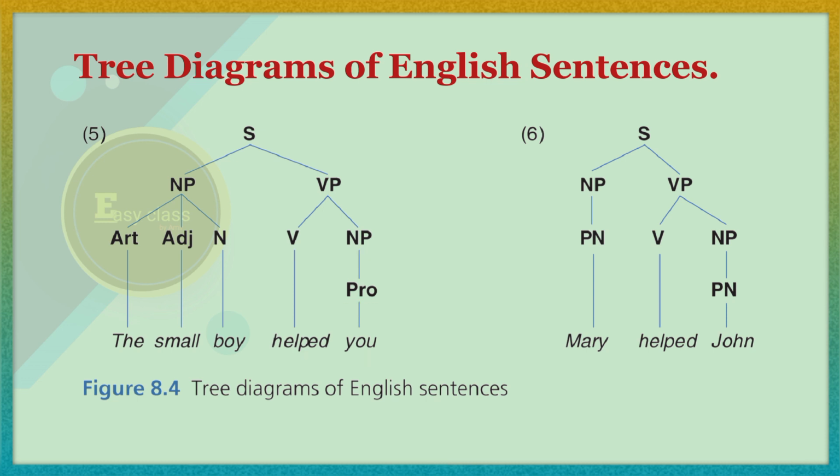We have some other tree diagrams of English sentences at the bottom of all the trees in figure 8. They are surface structure variations of a single underlying deep structure, revealing the generative power of the phrase structure rules involved.